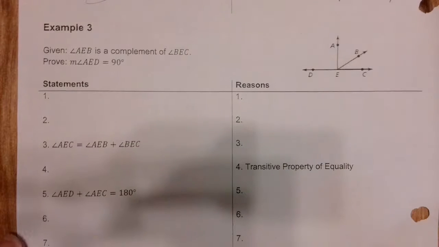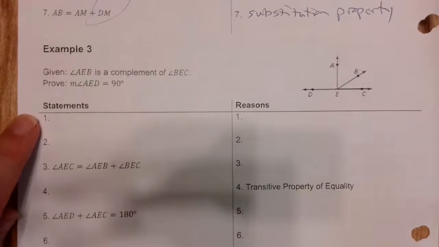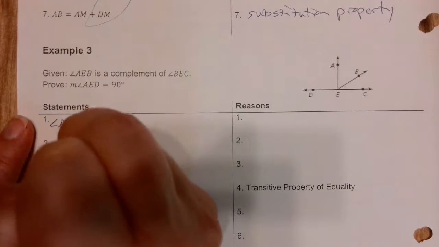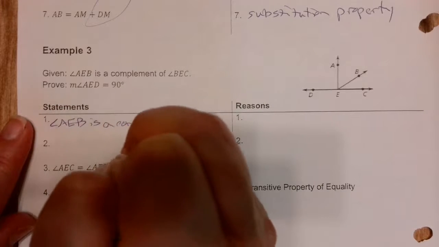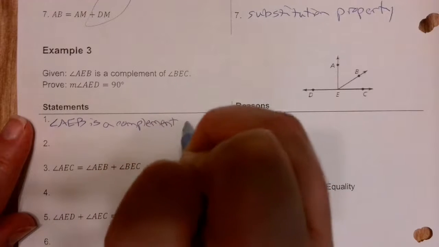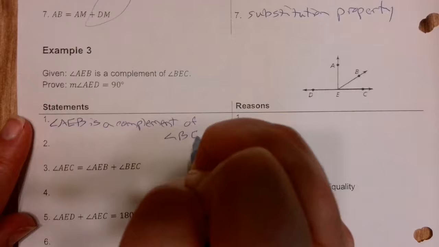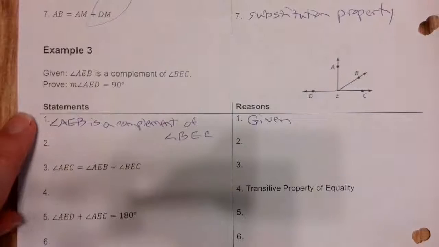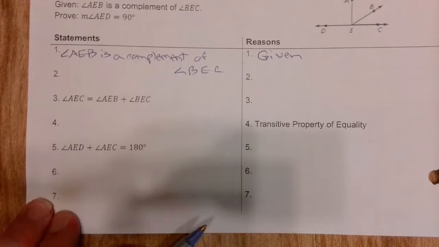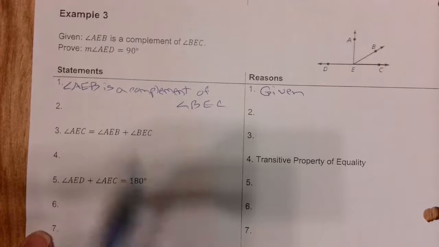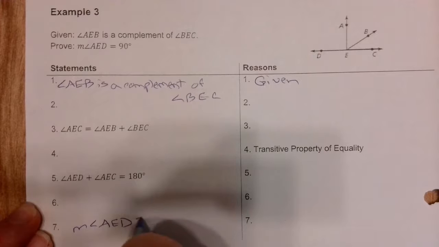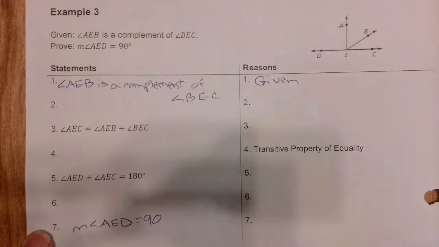All right, first off, let's do the easy ones. Number 1 has to always be what? A given. Angle AEB is a complement of angle BEC. And how do we know that? Another easier one that was given. We also know number 7, the very, very last line, is always what you're trying to prove. The measure of angle AED is equal to 90. Now we don't know the reason yet. We just know the statement.